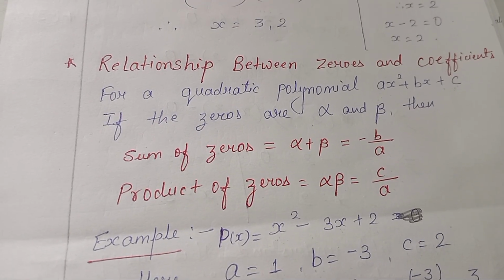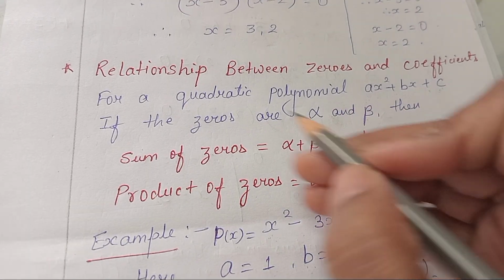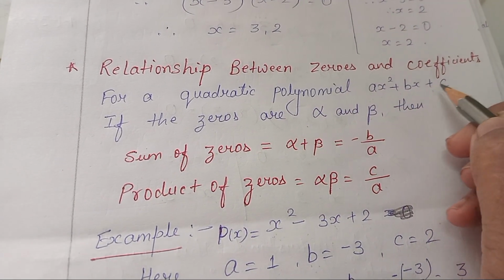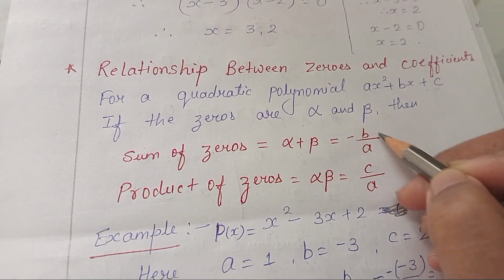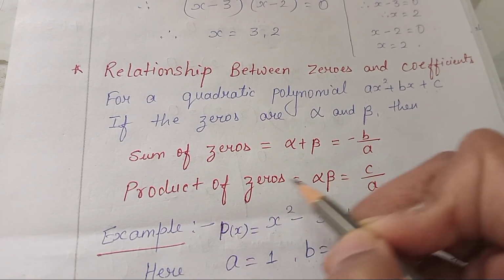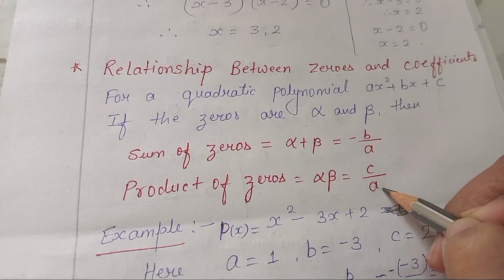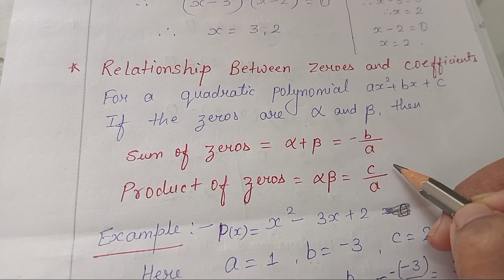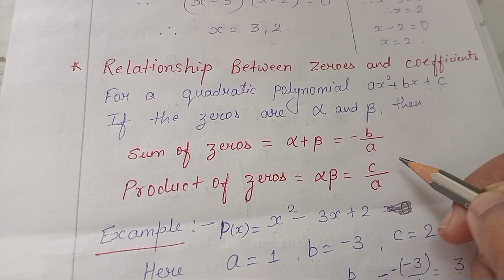So we have successfully verified that for a quadratic polynomial ax square plus bx plus c, sum of zeros is equal to minus b upon a, product of zeros is equal to c upon a. Remember this relationship, it helps you solve many problems easily.